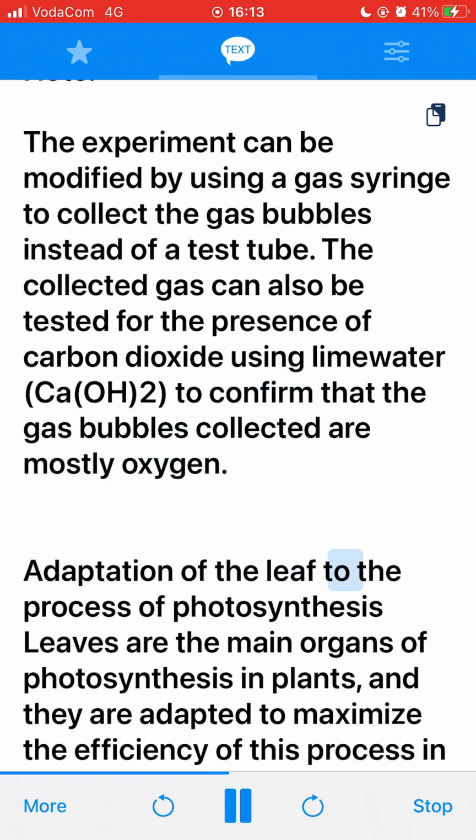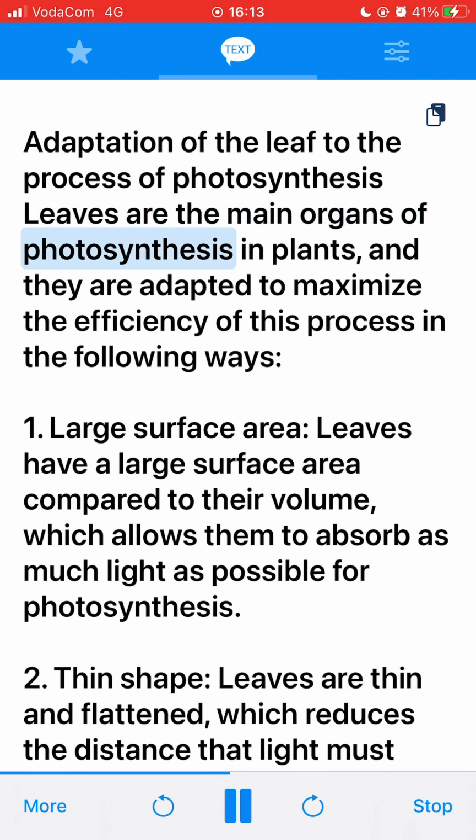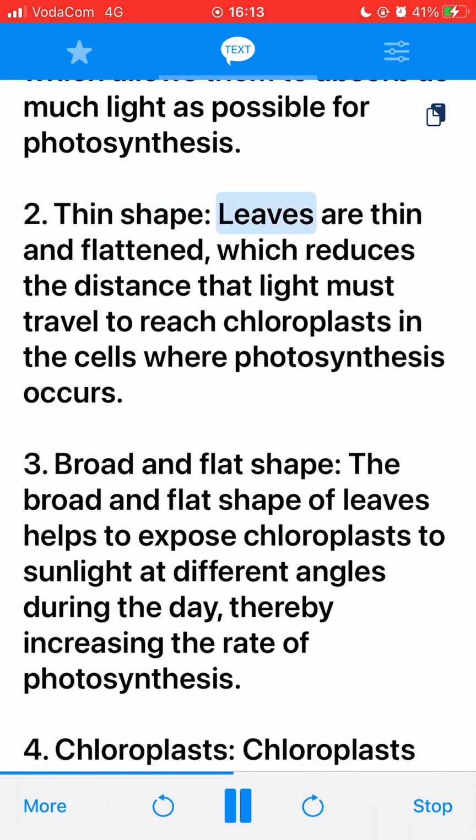Adaptation of the leaf to the process of photosynthesis. Leaves are the main organs of photosynthesis in plants, and they are adapted to maximize the efficiency of this process in the following ways. 1. Large surface area. Leaves have a large surface area compared to their volume, which allows them to absorb as much light as possible for photosynthesis. 2. Thin shape. Leaves are thin and flattened, which reduces the distance that light must travel to reach chloroplasts in the cells where photosynthesis occurs.